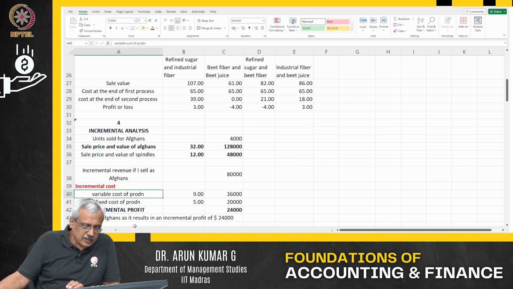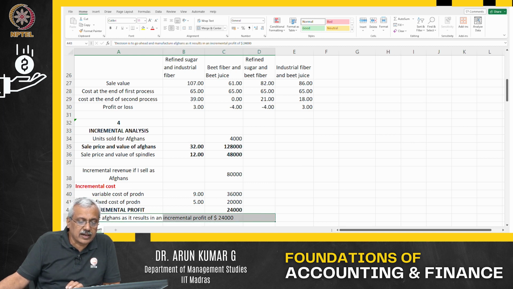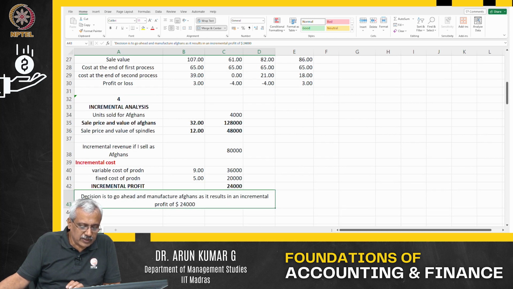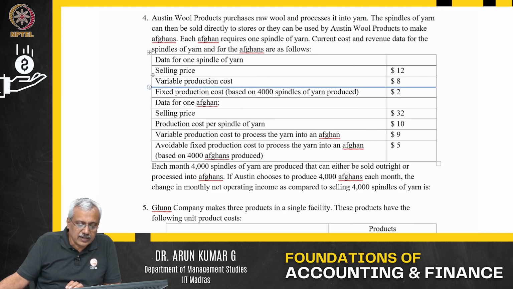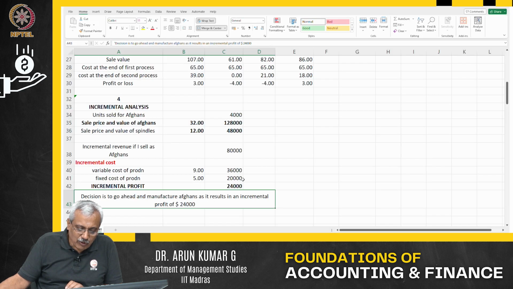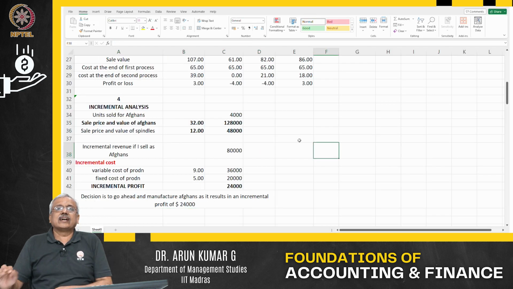Sir, you have not considered, the question that is going to come now is, sir, you have not considered the cost of manufacturing the spindles at all, the variable cost and the fixed cost of spindles. I said, yes, I am not going to consider that. Because what is it I am looking at? I am looking at what is called relevant costing.